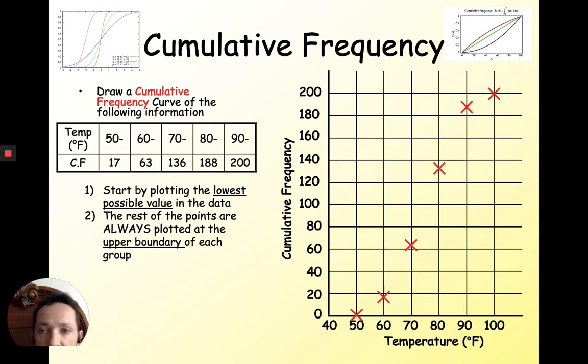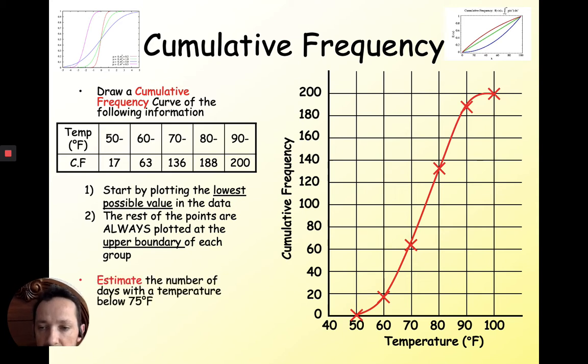So this is not quite yet a curve because we need to draw a curve. It cannot be a straight line. It's got to be a curve. That's one of the non-negotiables, I'm afraid. But you can see that this curve represents all of that data, and we can make an estimate. We can make an estimate for all of our different pieces of data. So, for example, estimate the number of days with a temperature below 75 degrees. Well, where 75 is there, okay?